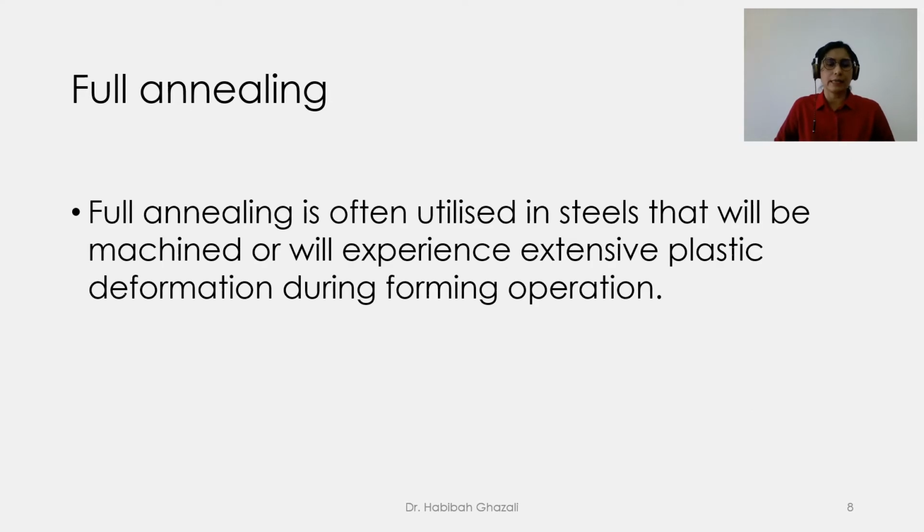So full annealing is often utilized in steel that will be machined or will experience extensive plastic deformation during forming operations, such as bending, rolling, drawing, forging. So if you want to reshape the steel over and over again, what you can do is that after you shape it, you conduct this heat treatment that we call full annealing, and then shape it again.